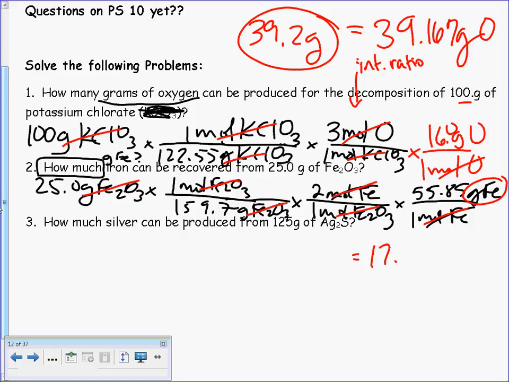So tell me what you guys got for your iron. 4.8? 4.8, sorry, okay. Grams of iron, and that would be rounded to how many sig figs? 17.5. These are awesome.